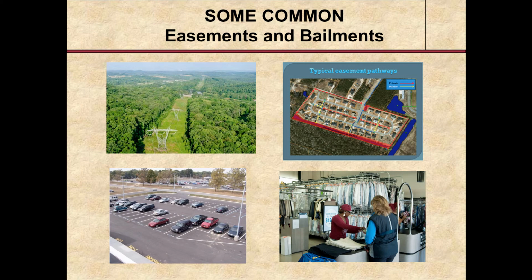A couple of examples of easements and bailments might look something like this. You could have, for the utility company, the land on which they run their power cables. Or in the case of a neighborhood, you can see where there are areas that have been blotted out that show the routes and paths in which an easement access into a particular house or property does exist.